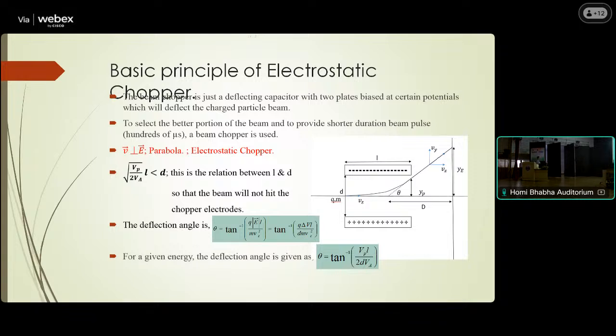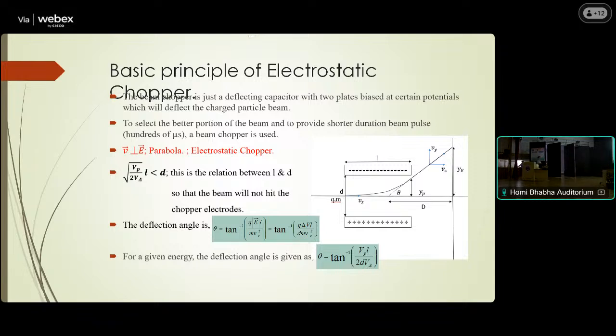Now we know that when B is perpendicular to E, the path of the charged particle will be parabolic in nature. Suppose in this case L is the length of the capacitor, and D is the gap between the plates. Q is the charge, and M is the mass of the charged particle. From this we can get the dependence on L and D, so that the charged particle will not hit the capacitor plate, and it will hit somewhere else in the beam line.